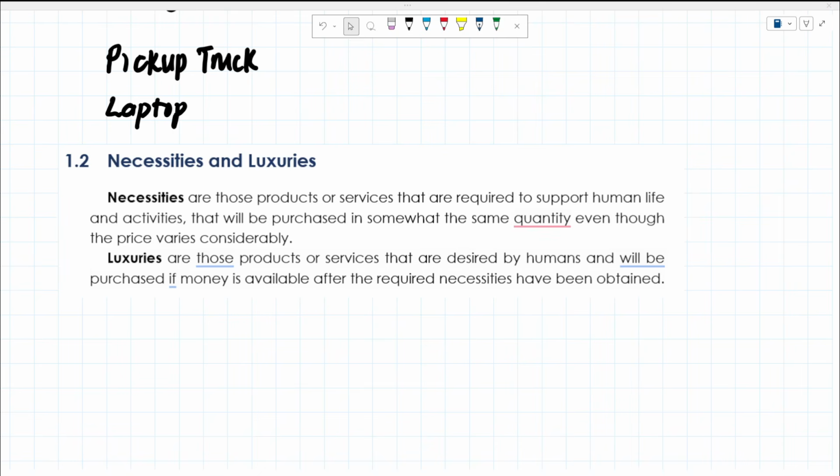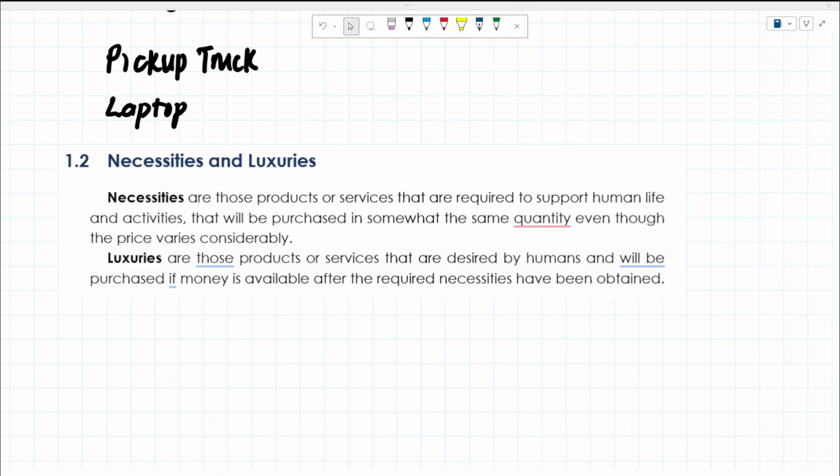So, luxuries are those products or services that are desired by humans and will be purchased if money is available after the required necessities have been obtained. Okay? Pero dito man sa usapang necessities and luxuries na to, ay depende pa rin sa konteksto. So, siguro kung i-redefine natin yung necessity, sa Tagalog, ito yung tinatawag nating pangangailangan. Yung luxury naman, yung tinatawag nating luho.